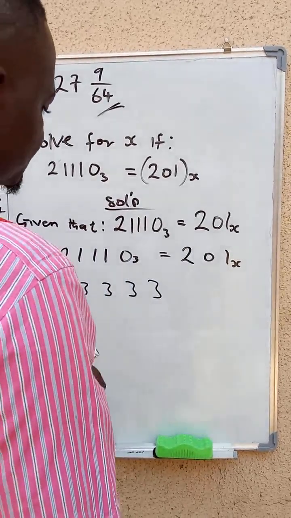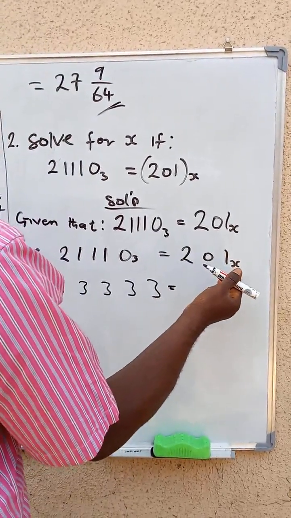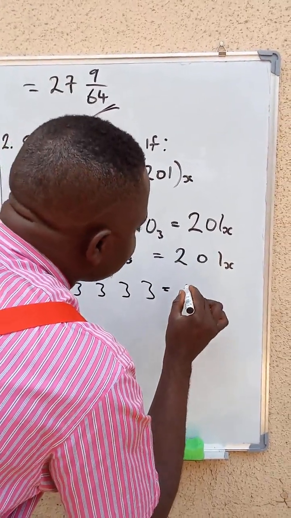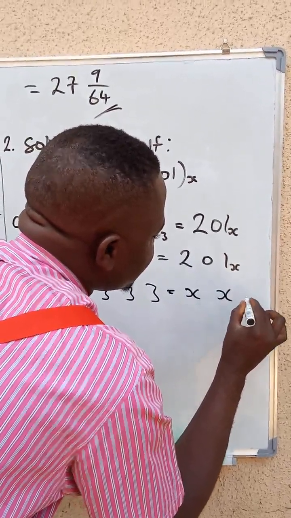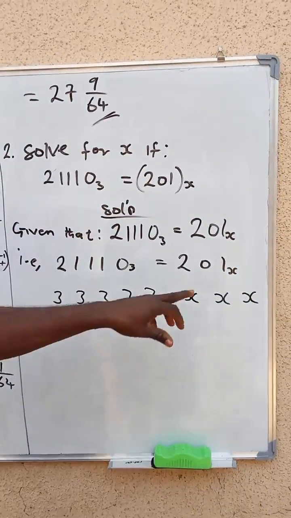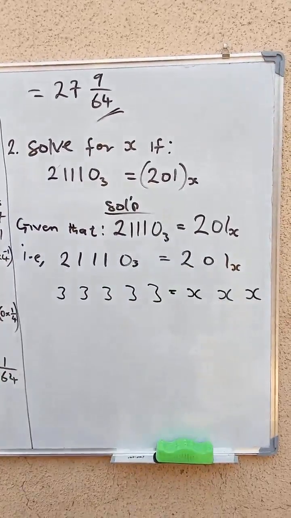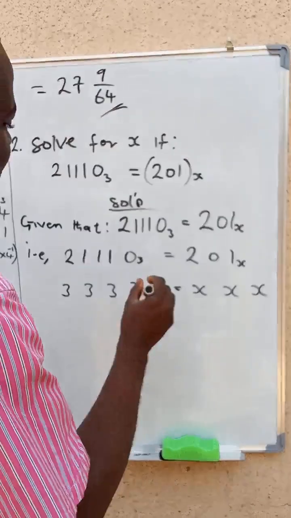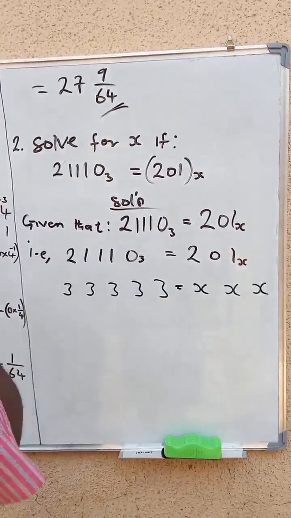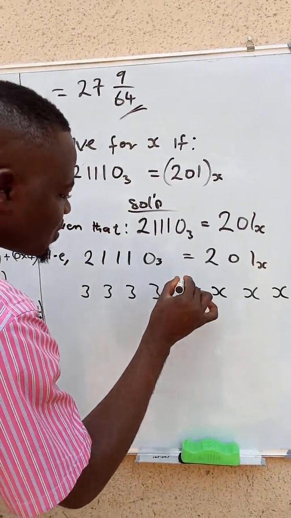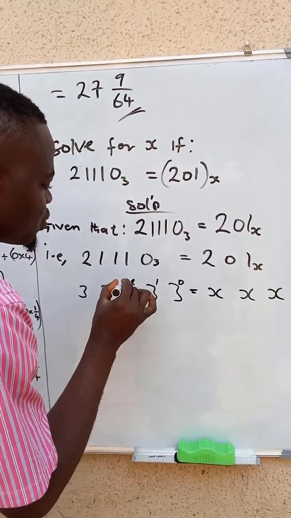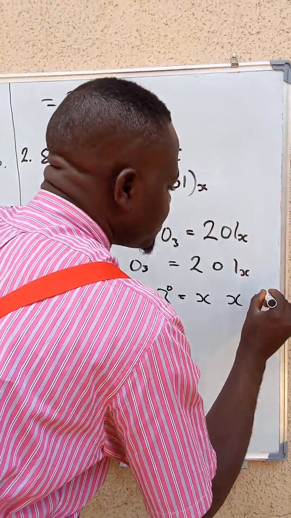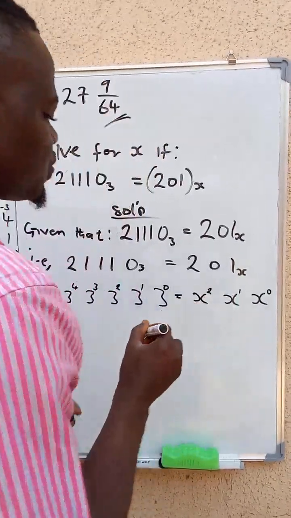Then on this side, the base given to me is x. How many numbers do I have? 1, 2, 3. So I'll put x, x, x. The base is x. You can do it another way around, but this is the easiest way for you not to make mistakes. I'll start from 0, just as we started from 0: 0, 1, 2, 3, 4. On this side I start from 0, 1, 2.